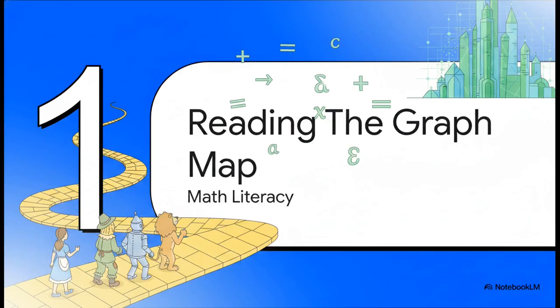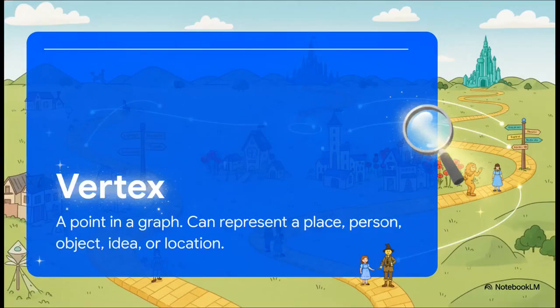Section 1. Reading the graph map. Before we jump in and try to solve anything, we gotta go slow. We need to be patient and build our vocabulary. We are really focusing on our mathematical literacy right here. So, first up, we have a vertex. Think of a vertex simply as a point in a graph. On our mathematical journey, a vertex represents our stopping points.